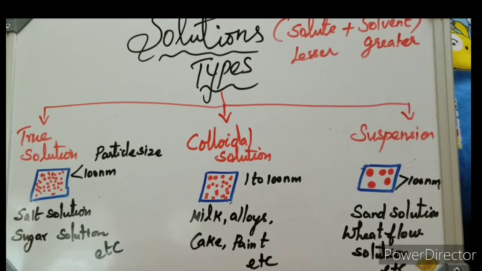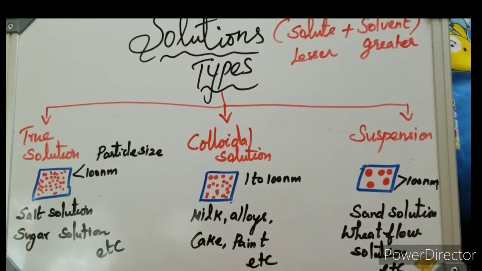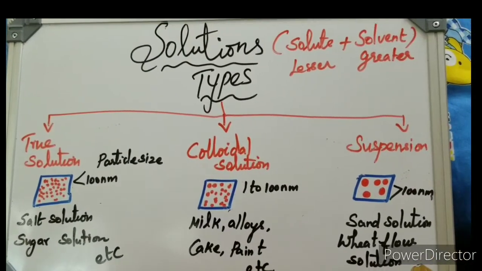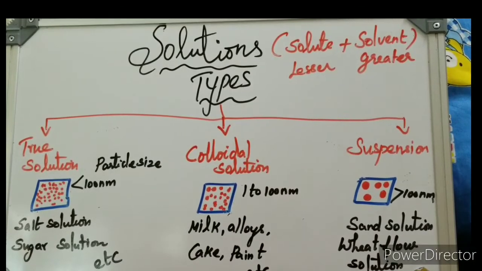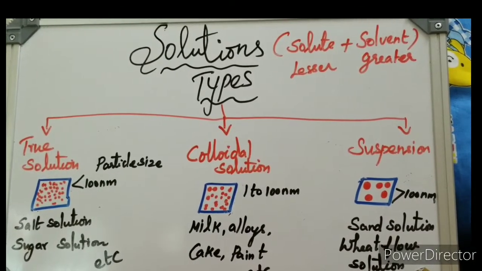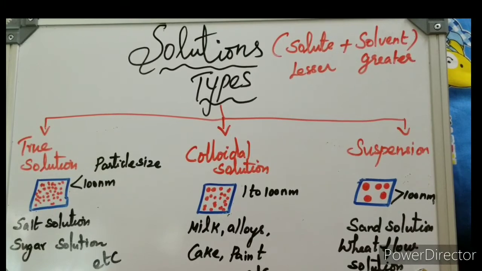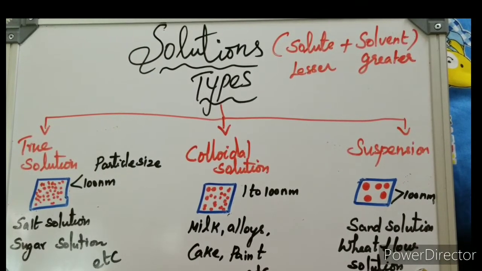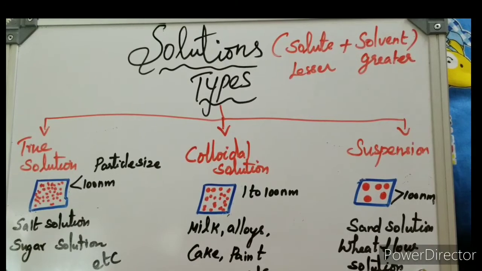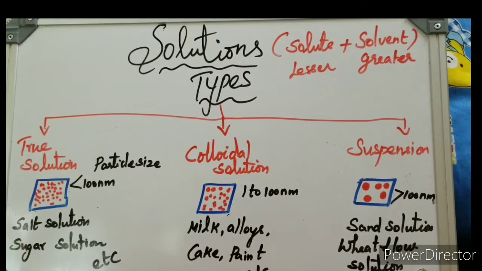For example, consider the salt solution. How to prepare the salt solution? Take one glass full of water, add one small teaspoon of salt into the water. Here which one is the solvent, and which one is the solute? Water is the solvent because water is present in a greater proportion. In a greater proportion of water, only a small amount of salt is added. So here salt is called the solute. Finally we will get one solution, that is salt solution.